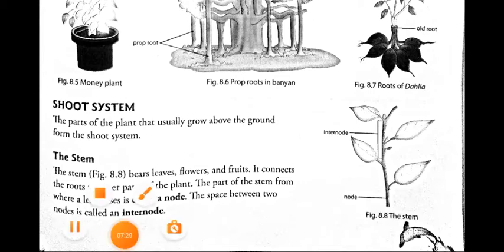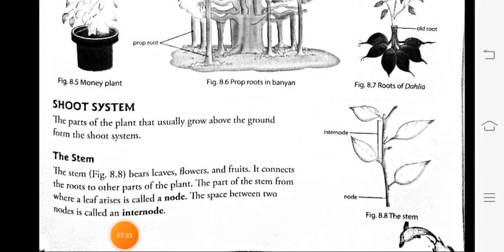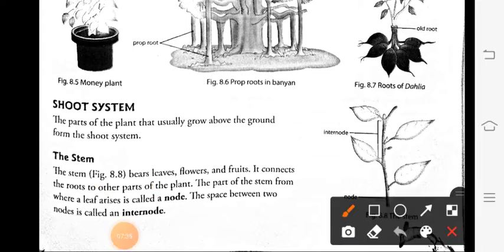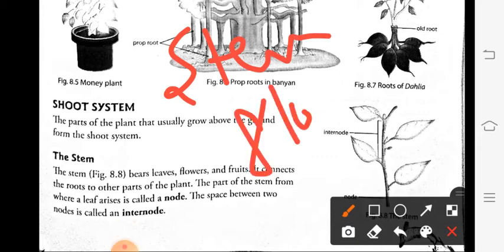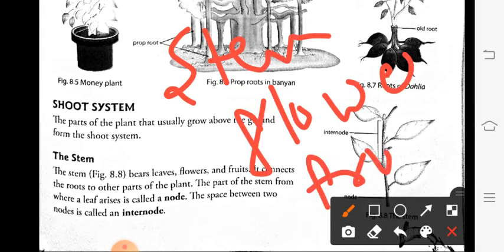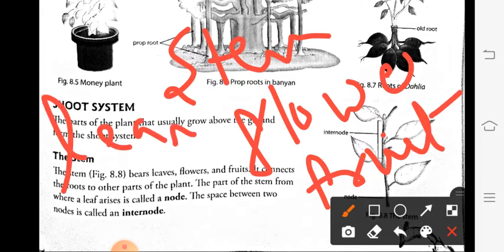What are the parts of the plant that grow above the ground? These are stem, flower, fruit and leaves. These are the parts of the plant that grow above the ground. One by one we will look at each of the parts. First we will discuss the stem.